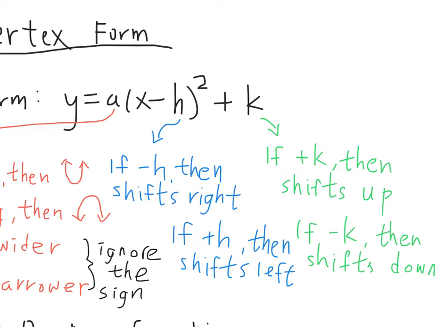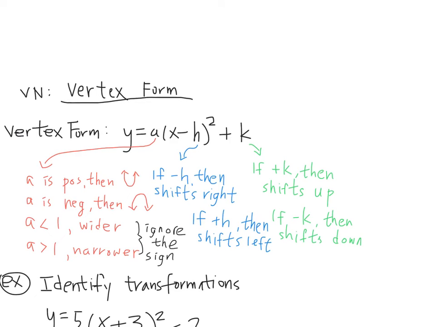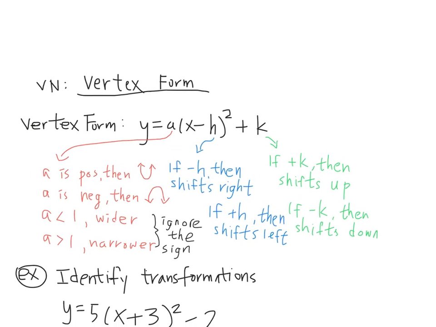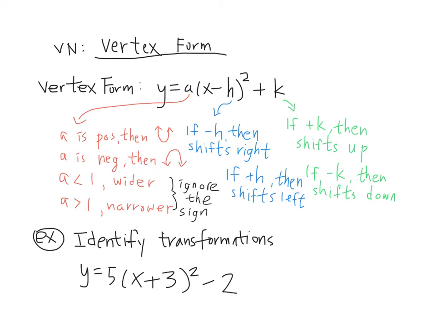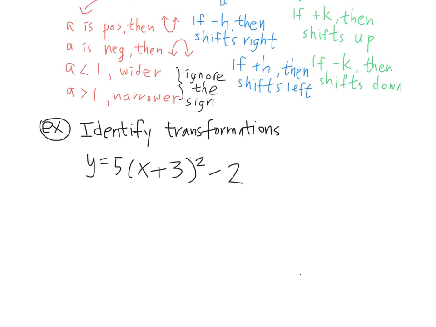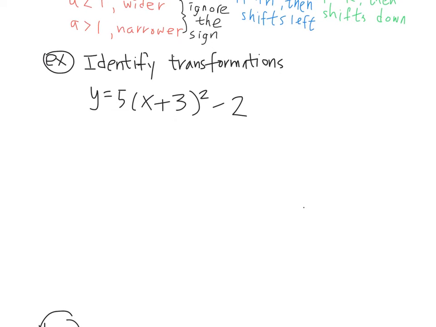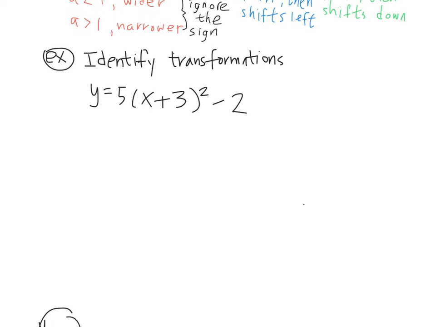All right. Now that you guys have the basic understanding of the vertex form, it's time for us to take a look at one of the examples. Okay? So let's move it up. Let's identify the transformations given from this example. So take some time to copy it down first.